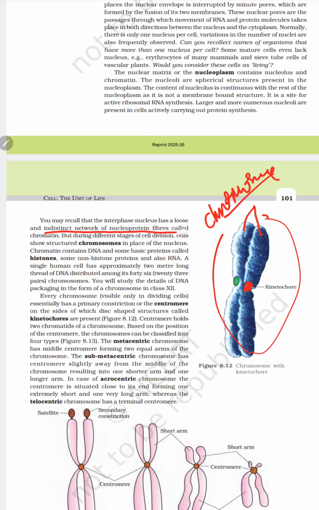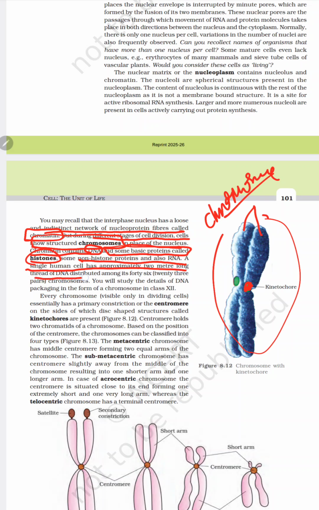An indistinct network of nucleoprotein is known as chromatin. In different stages of cell division, cells show the chromosomes in the nucleus. Chromatin contains DNA and some basic proteins known as histones. Some non-histone proteins and RNA are also present. A single human cell has a 2-meter long thread of DNA distributed among the 46 chromosomes, which is 23 pairs.